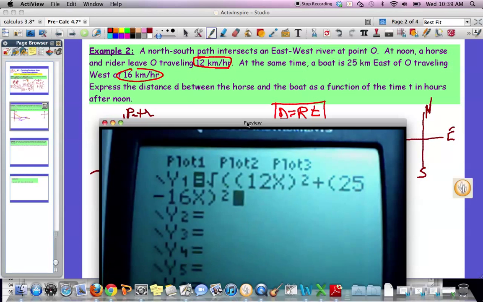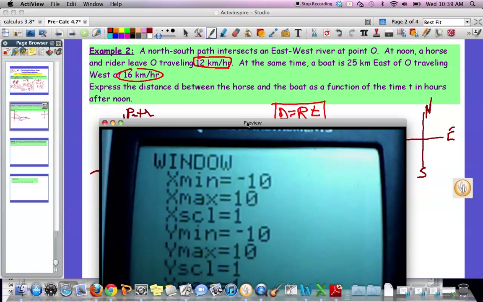All right, let's graph this thing. But before I graph it, let's look at our window. What are we interested in? My x's. That's my time. I'm going to start it out at 0. And this is in hours, afternoon. I don't really know. Should we go 5 hours and see where we end up? We'll go by ones.